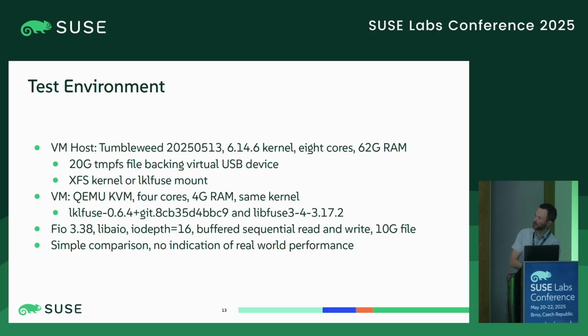So for this one, I just grabbed one of the Orthos hosts with Tumbleweed. In this case, I was using QEMU USB storage devices, which I could then set up as RAM backed, basically just ensuring that I don't have any bottlenecks on the USB device side. And then I was comparing the FIO benchmark running on an XFS kernel mount using the Tumbleweed kernel versus a mount going via lklfuse.